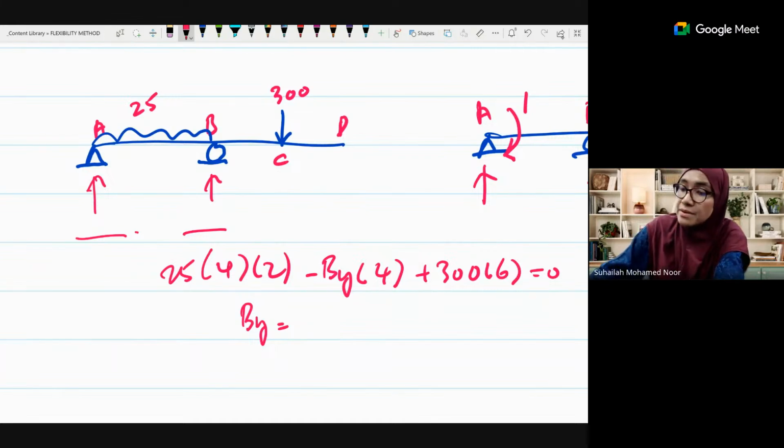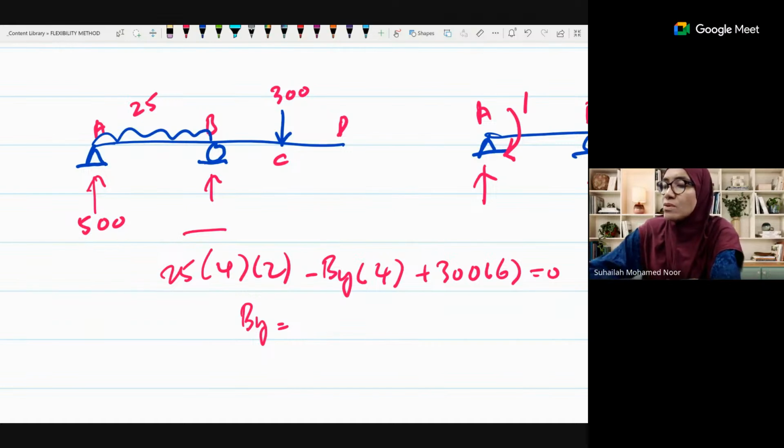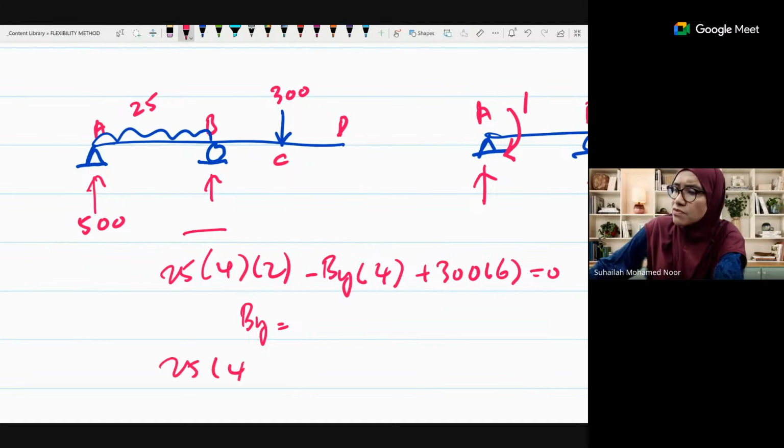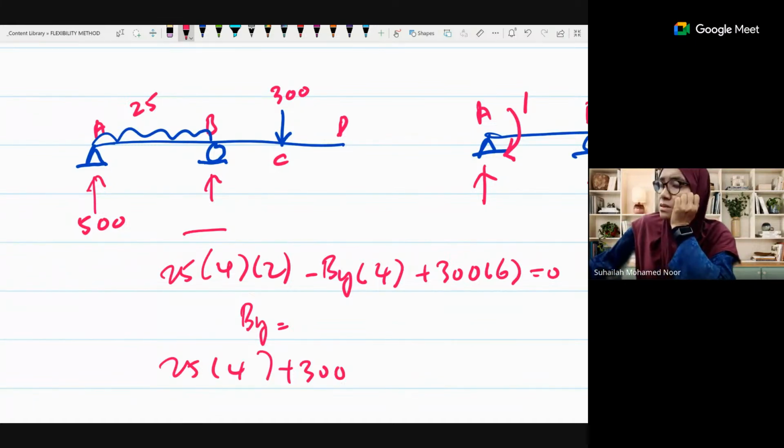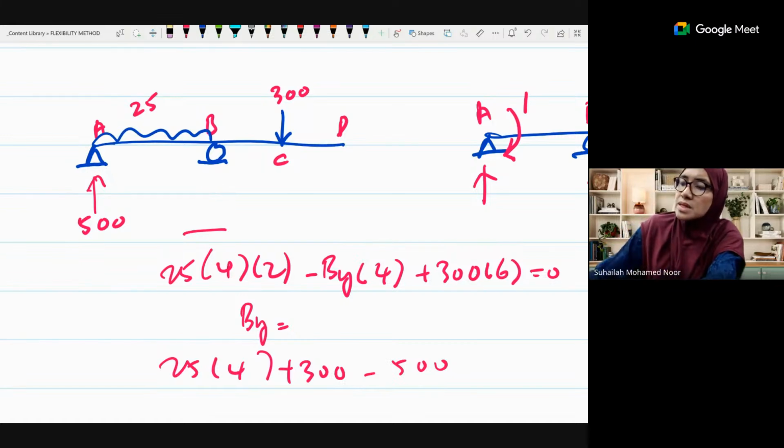$500. So 500. Okay, 500. Okay, what about BY? It is 25 times 4 plus 300. Zero. Minus 500. Negative. What do we get? Negative 100. So it is negative 100. So 100.